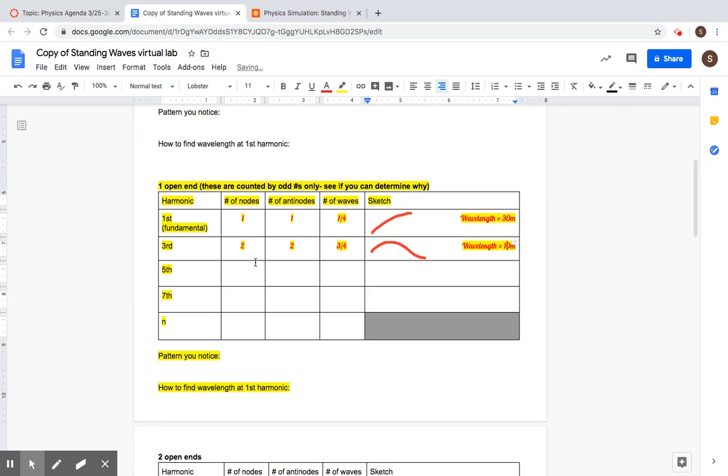And then moving on to the next. Notice I've got 1 node, 2 nodes. Can you predict how many nodes we'd have for the 5th harmonic?